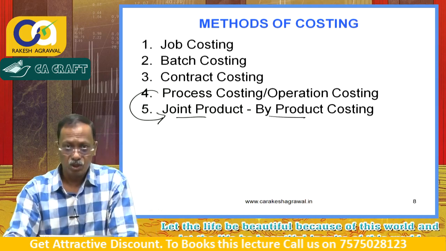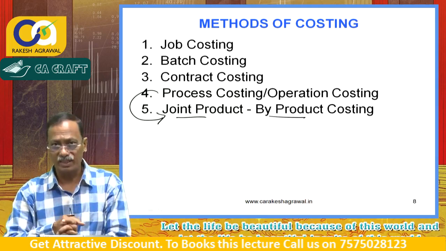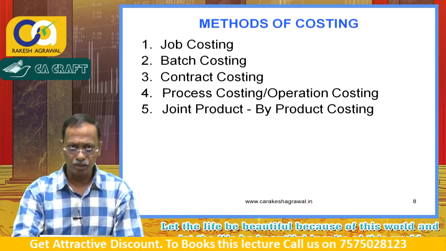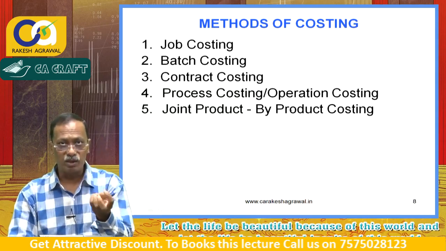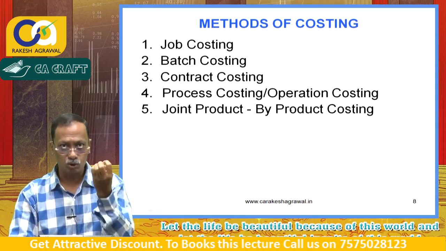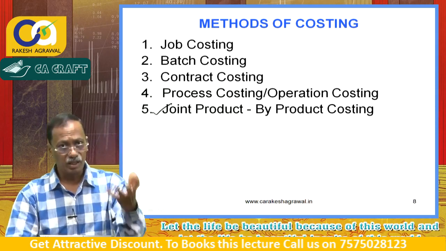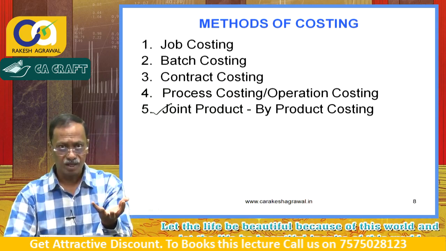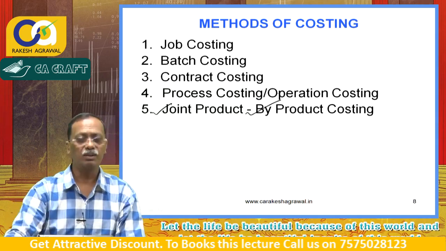So when goods are produced jointly out of a common process, we call them either joint products or byproducts. I hope you remember the difference between joint product and byproduct. Both are produced together, but if the economic value, the monetary value of those goods in the market is higher, we call them joint products. If the market value of the product produced jointly is very low, we call it a byproduct.